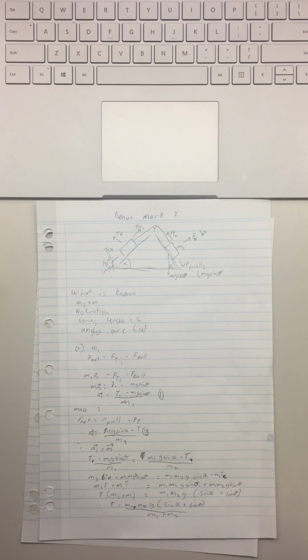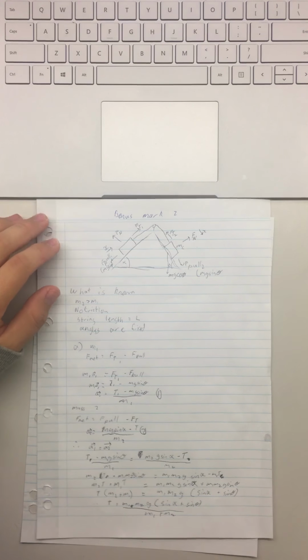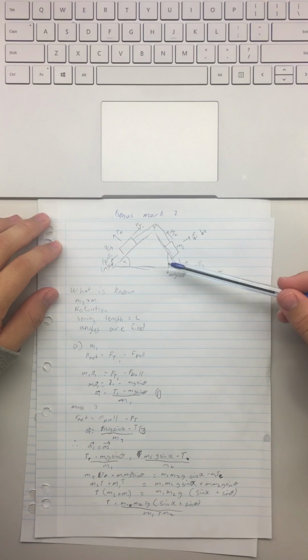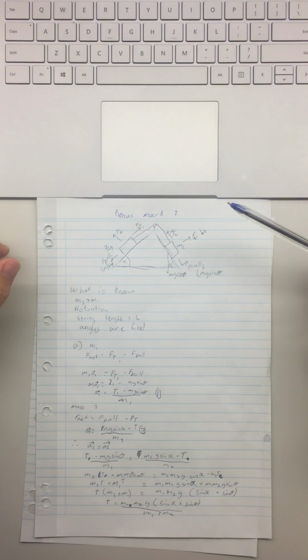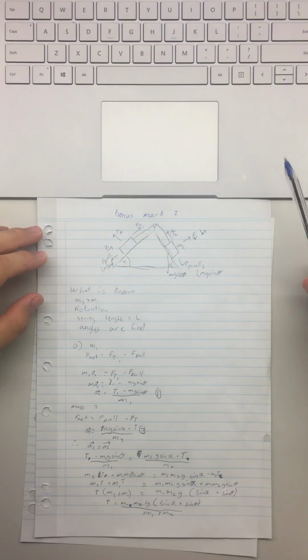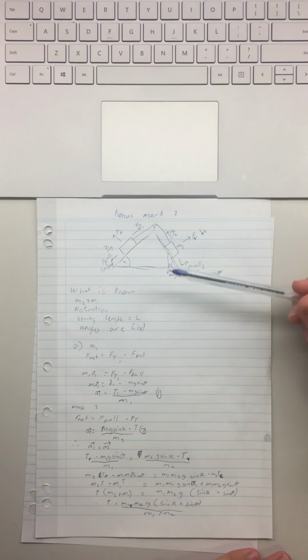Physics bonus problem 2. Initially we're given the diagram as shown here. For part A, we're asked to express the spring tension T as a function of the mass and the angles. To unpack this question, we first need to work out what we know.